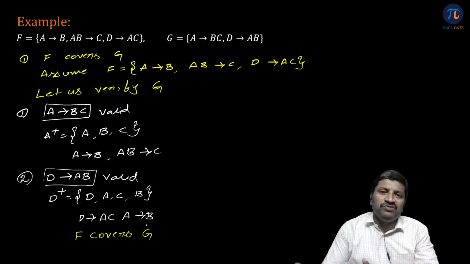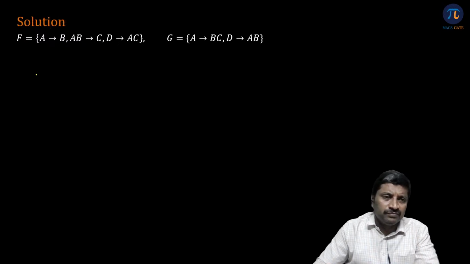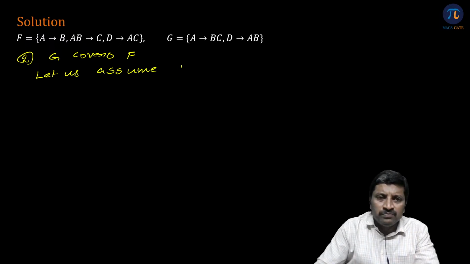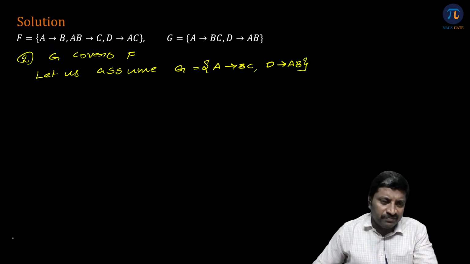Now let us verify the reverse part, that is whether G covers F or not. G covers F is what we are verifying, sir. So let us assume G. What are the FDs in G? A implies BC, D implies AB. Let us verify F.